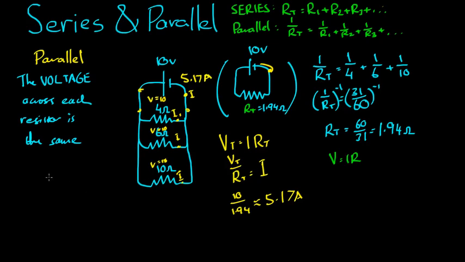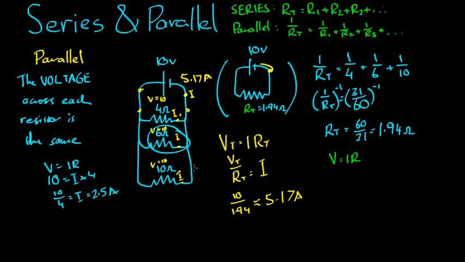So if we know V equals IR, 10 is equal to the mystery I here, times 4, so 10 on 4 is equal to I. That's 2.5 amps. So we found I1 there.